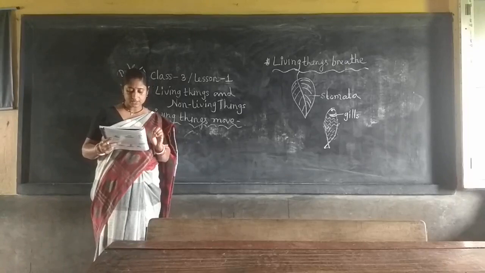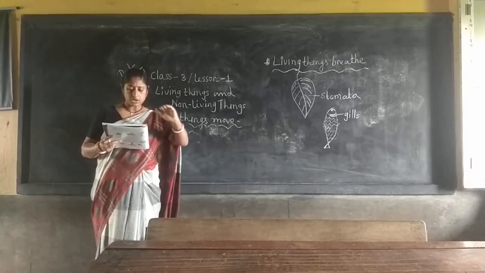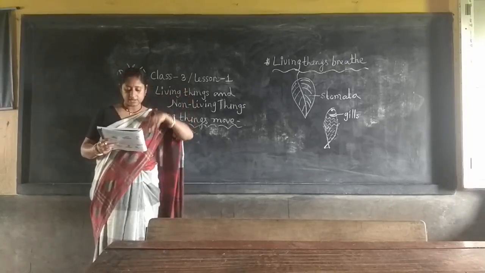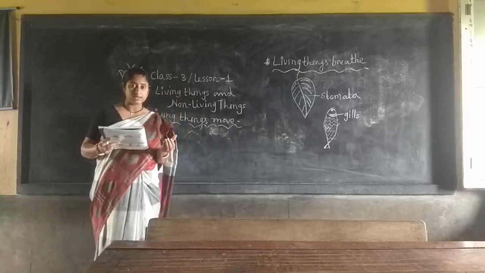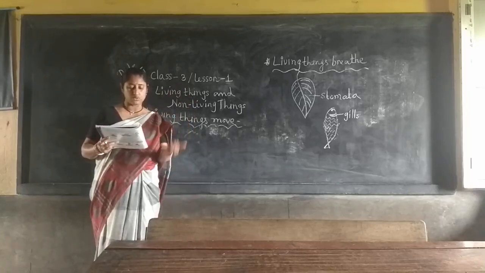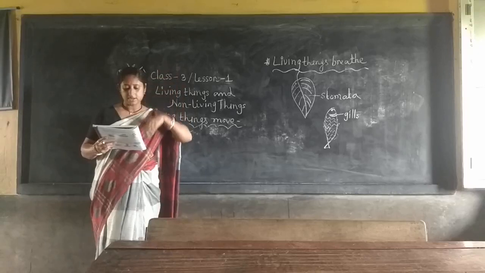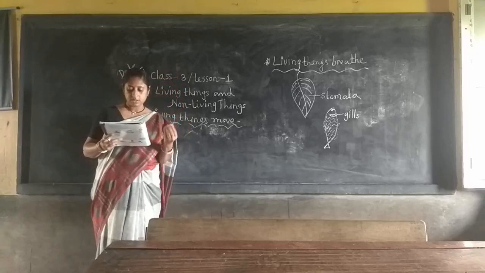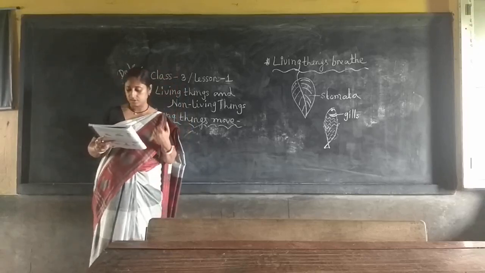Living things grow upwards and downwards, meaning plants. Living things show movement. Okay.